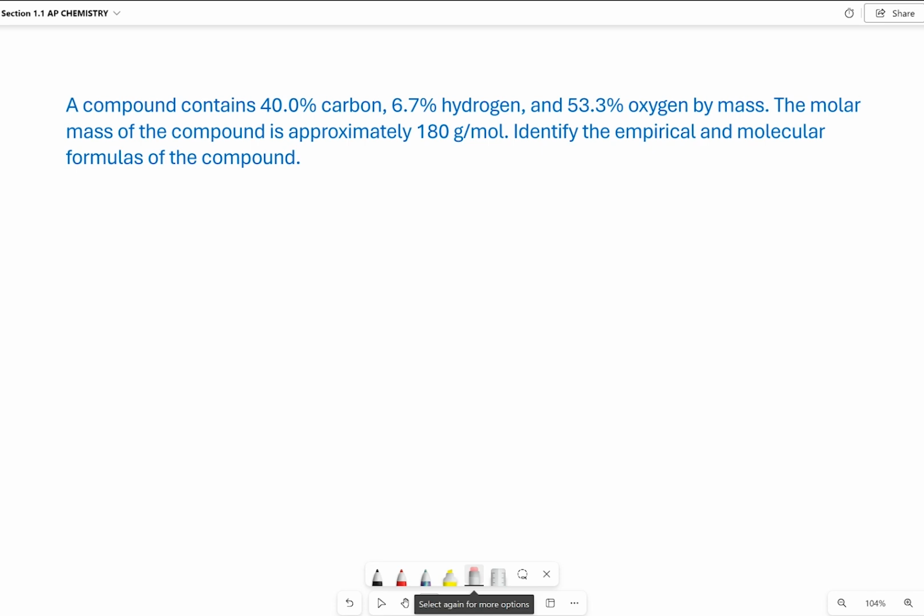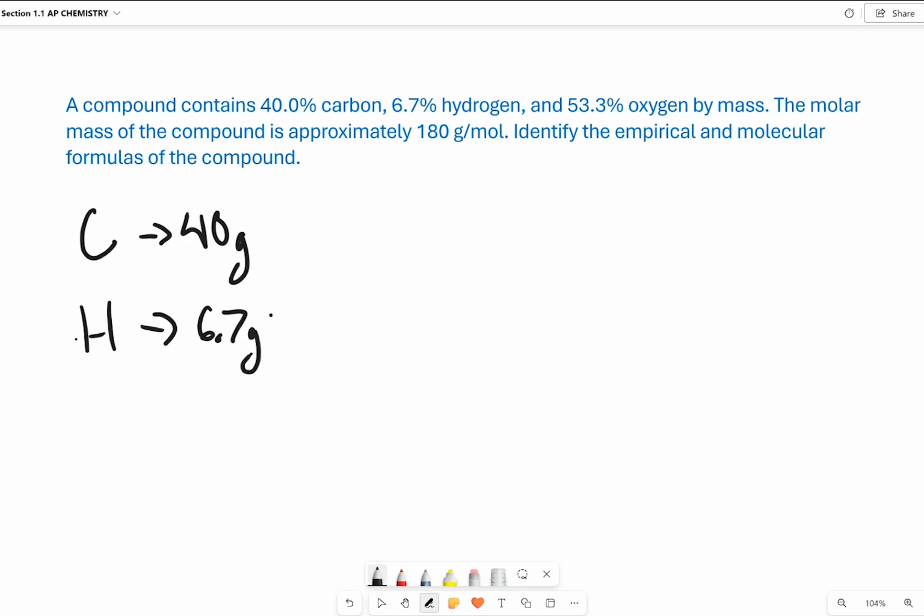If you imagine this like we have 100 grams of the compound, we can say that for carbon, we have 40 grams of carbon, because it's 40% carbon. We can say hydrogen, we have 6.7 grams of hydrogen. Oh, I don't need the hydrogen right there. And then we can say oxygen, we have 53.3 grams of oxygen.